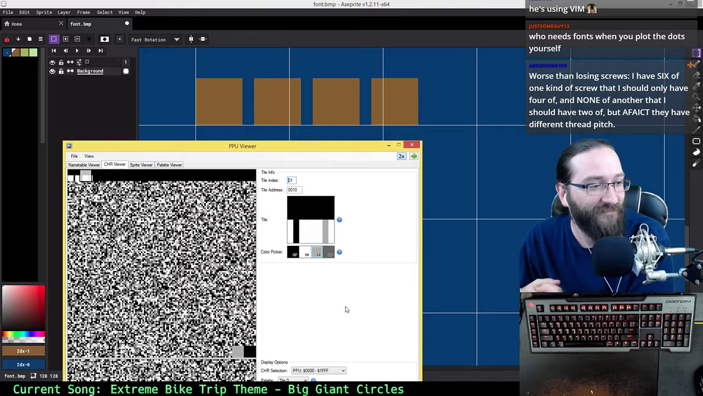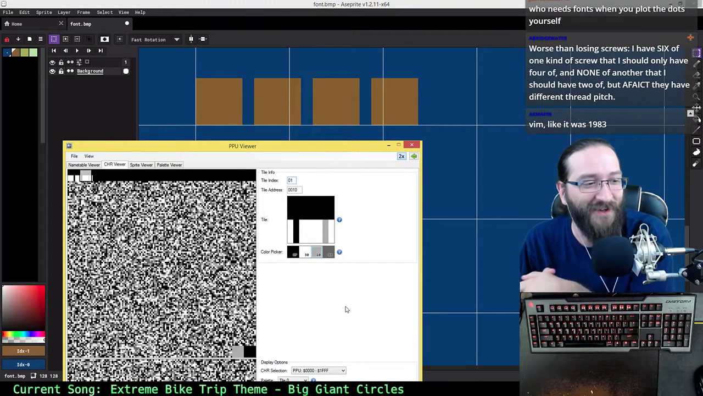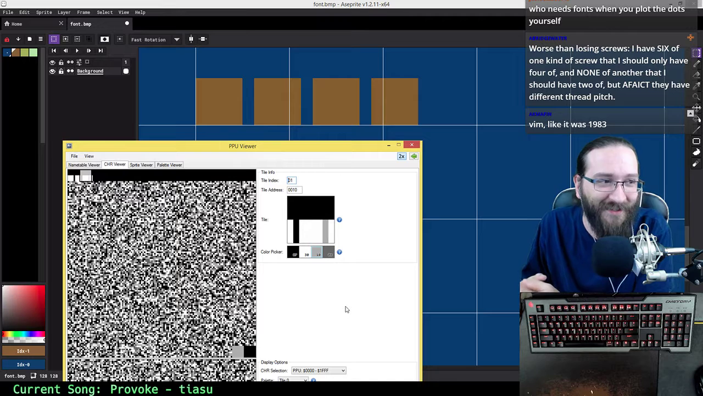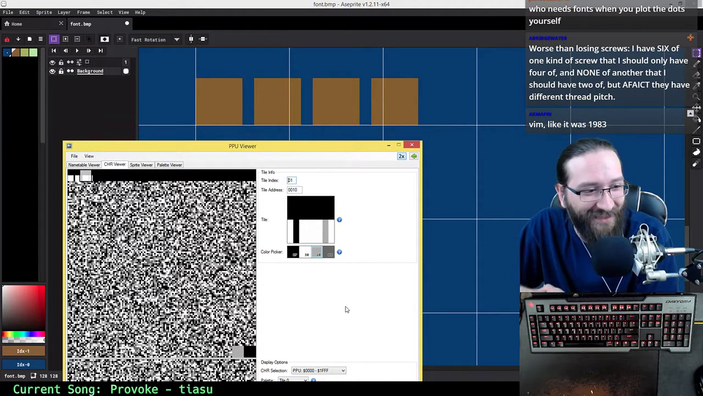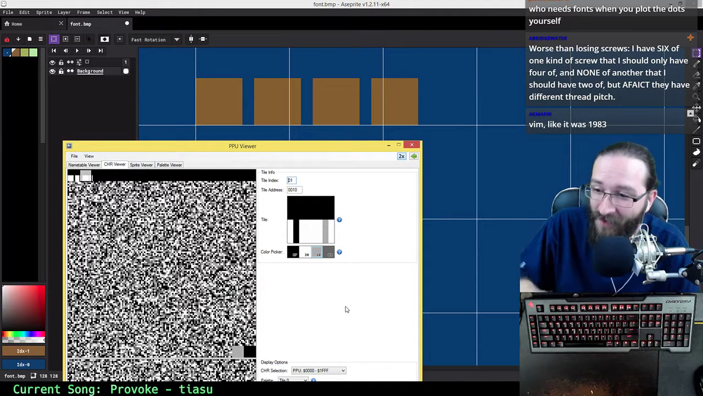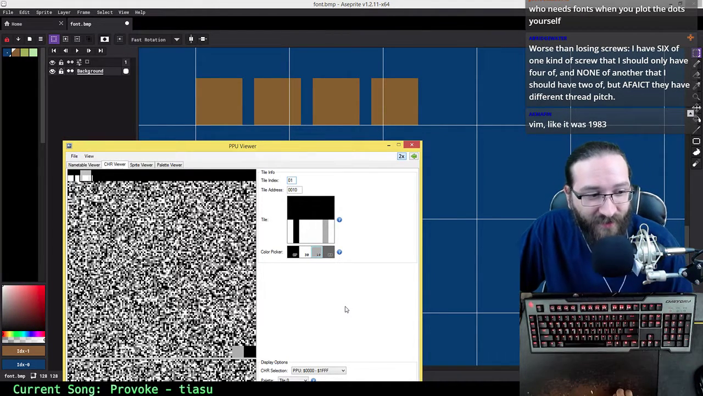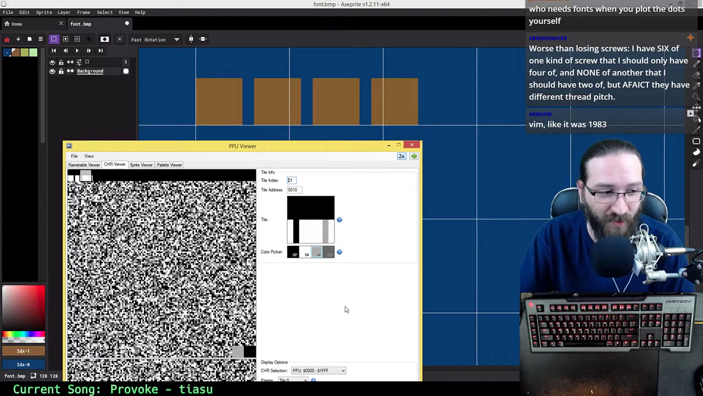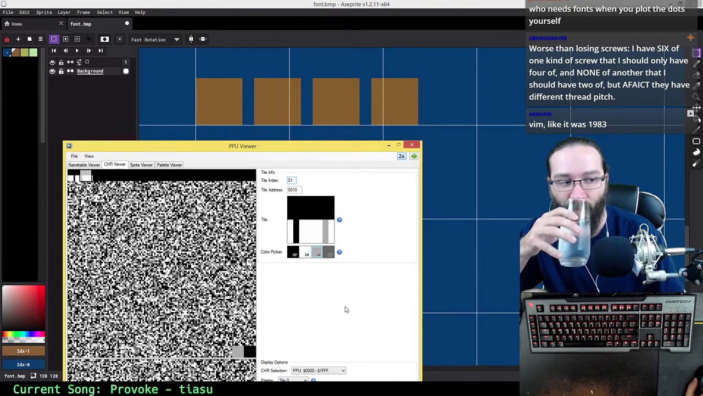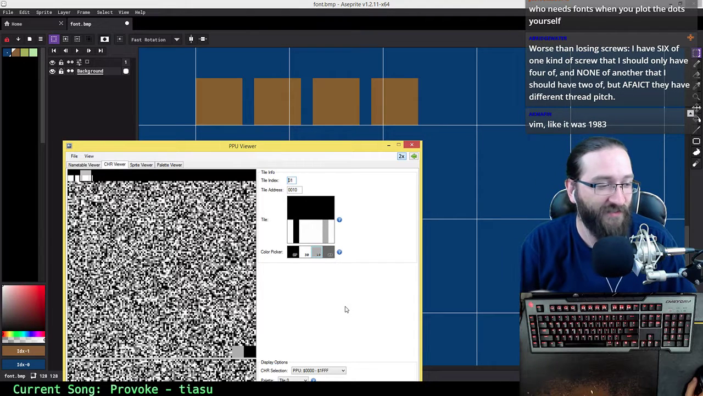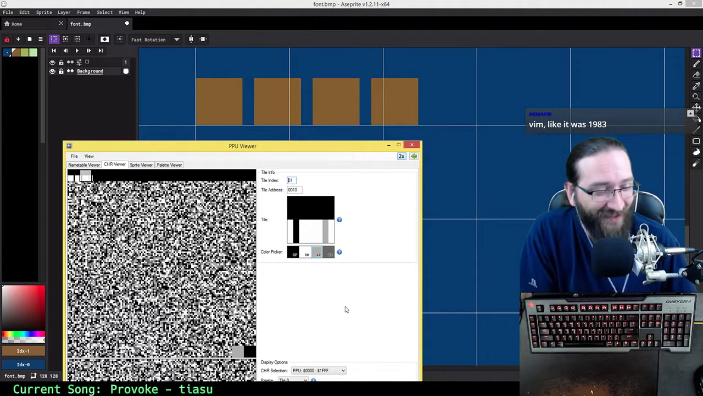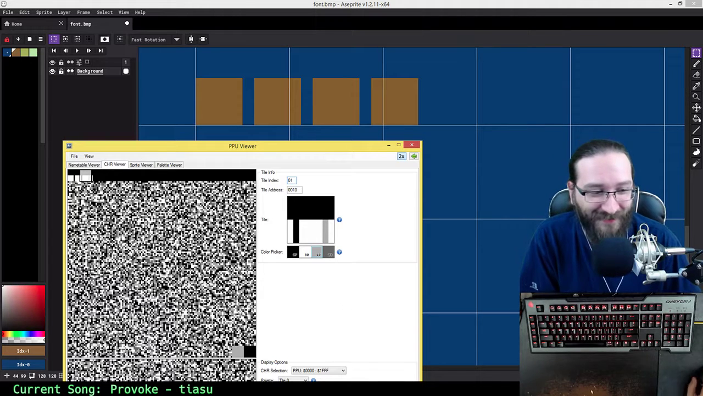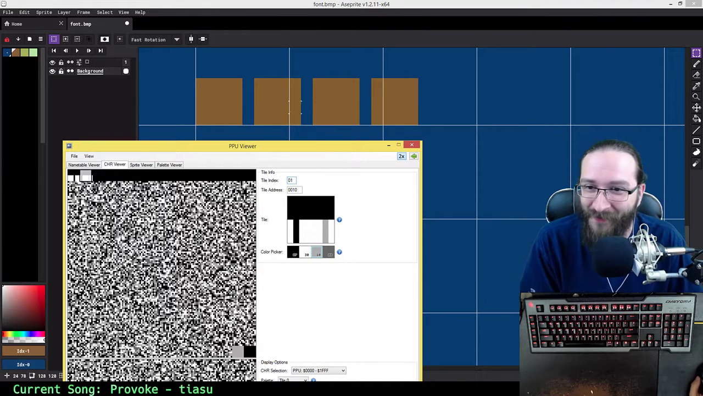Justin, how you doing? Who needs fonts when you plot the dots yourself? I mean, technically, I am doing that. And yes, I am using Vim. 1983. What was it around? I don't even. Actually, no. Vim itself was in the 90s. V was earlier. Vim was based off of V. Worse than losing screws. I have 6 of one kind of screw that I should only have 4 of, and none of the other that I should have 2 of. They have a different thread. Oh, that's unfortunate. That is unfortunate, Bridgewater.